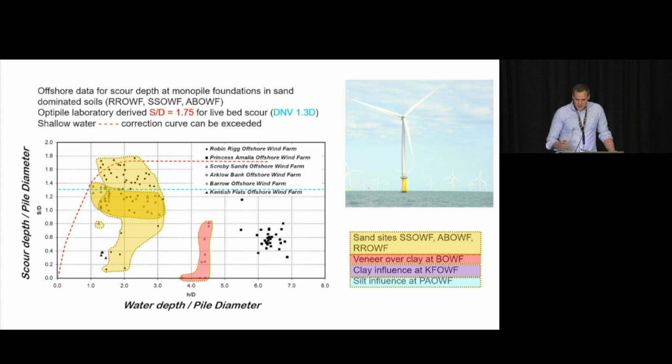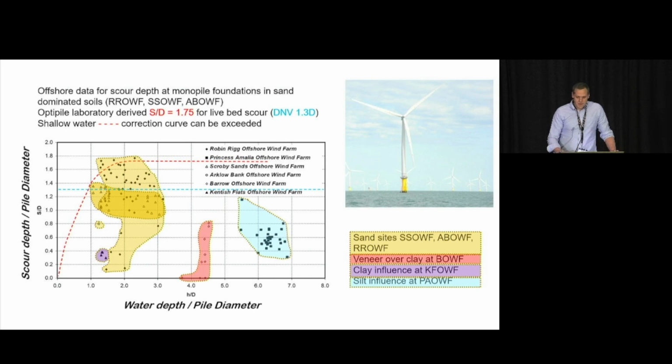There is other data here, so there's cases where we have more complex soil conditions, so a veneer of sand over clay. In this case, the idea would be that the clay layer beneath is less erodible and is curtailing the scour depth. There's cases here where they're in predominantly clays. This is Kentish Flats. I think this is London clay, Richard was telling me.